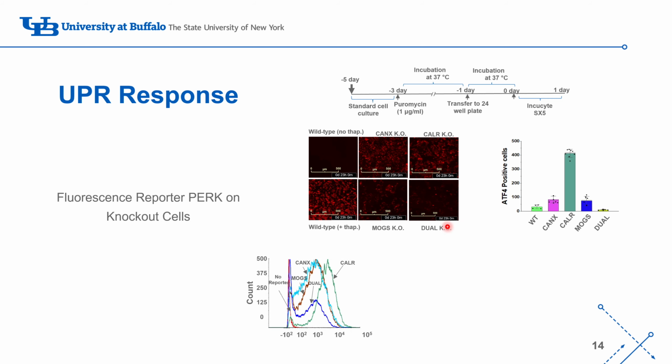And this is just the quantification of these fluorescence images, and we also did separate parallel measurement using the flow cytometer, and we have found similar results. That is, in calreticulin, the ER stress is very high, and for this calnexin and MOX knockout, the ER stress is comparable, and for the dual knockout, ER stress is very low.